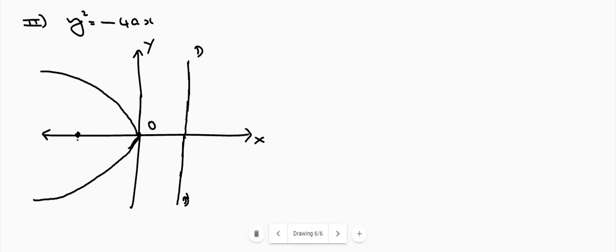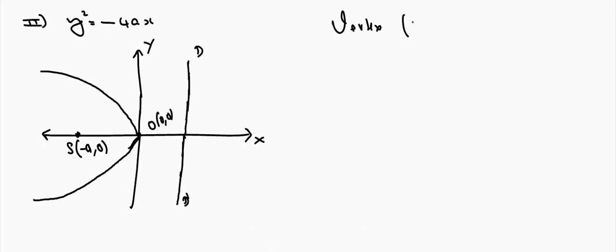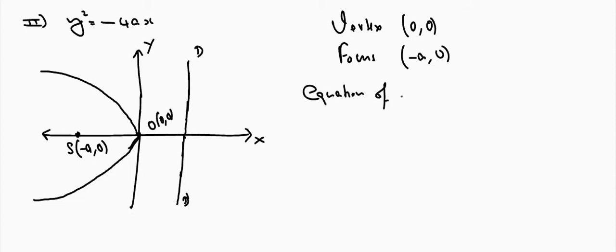The axis divides the parabola symmetrically into two parts. Here the fixed point is S, which is (minus a, 0). The vertex is (0, 0). In the same way, the vertex of this parabola is (0, 0) and the coordinates of the focus are (minus a, 0). The equation of the axis is the x-axis, so its equation is y equals 0.